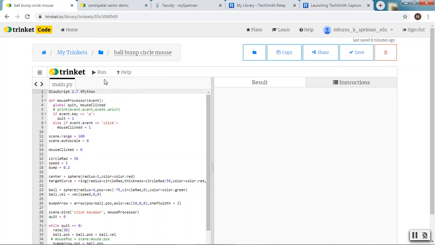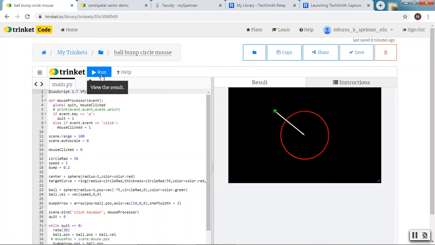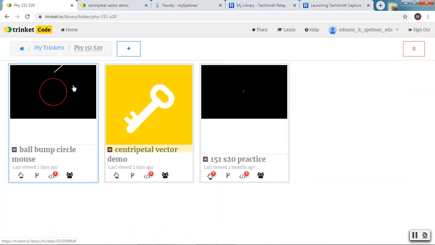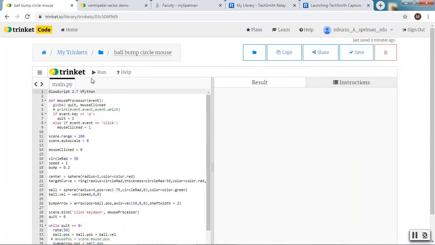So let's run this. There's a circle, and we want something to follow the path of that circle. Right now we're not applying any forces, so it's just going in a straight line. That white arrow indicates the direction and size of a little change of momentum, a little momentary force that we can apply to the moving object.